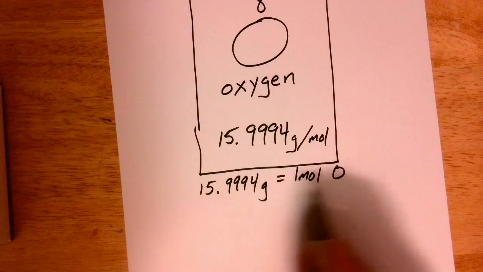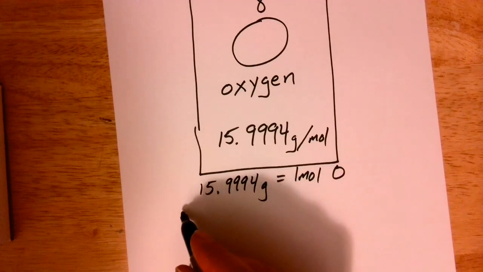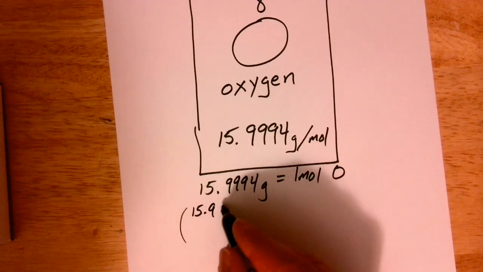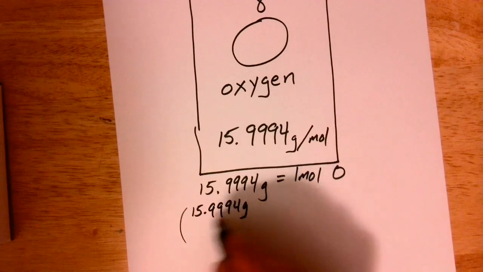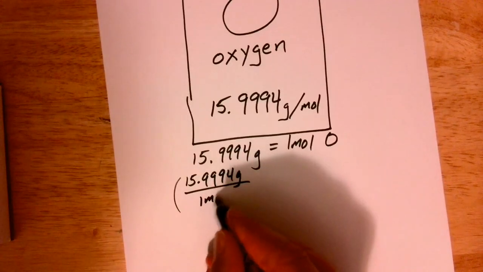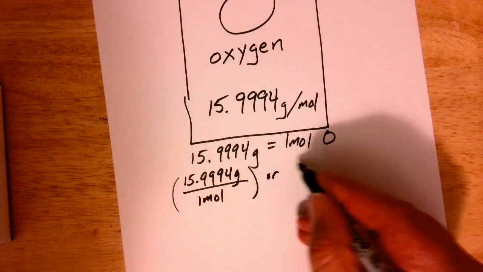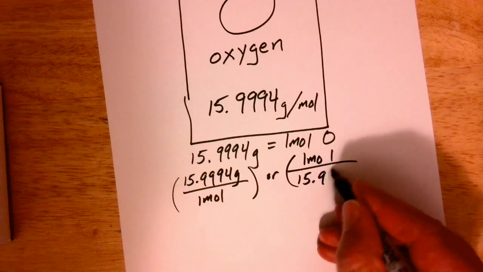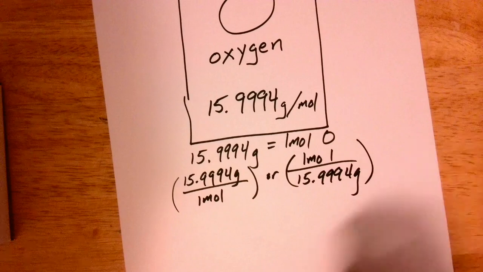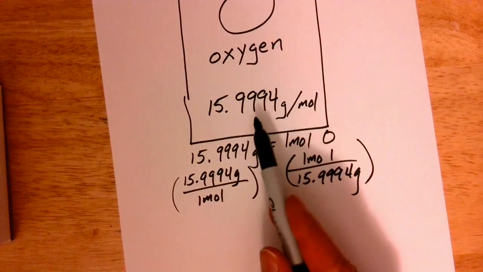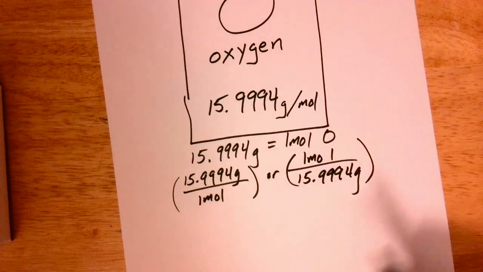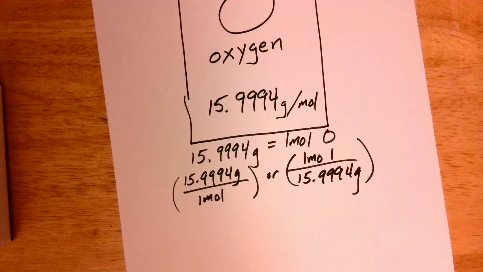And because this is an equality, that means within the parentheses, if you remember, you can put one value over the other one. So in other words, you're going to have 15.9994 grams over 1 mole, or it can also be set up as 1 mole over 15.9994 grams. So this is going to become a conversion unit. We can either put grams over mole or mole over grams. Okay, so that's going to be important for a lot of the stuff that we're going to be doing throughout the remainder of the year.